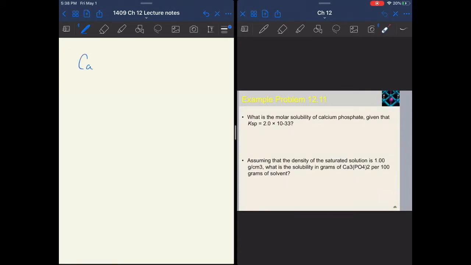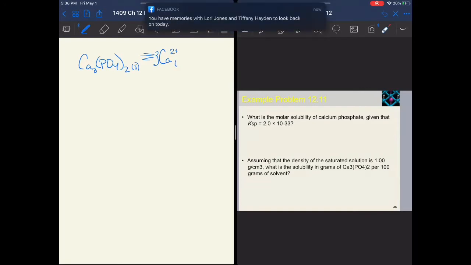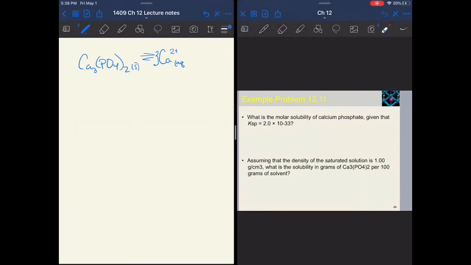So calcium phosphate is Ca3(PO4)2, right? Because calcium is a +2, phosphate is a -3. And we're starting off with the solid salt. So we're going to write our reaction. That's going to leave us with 3 calcium 2+ aqueous ions, and 2 phosphate 3- aqueous ions.